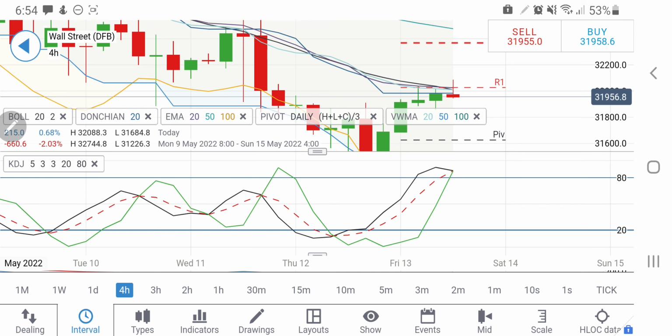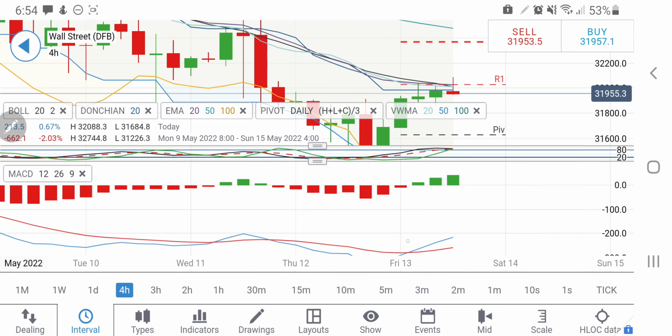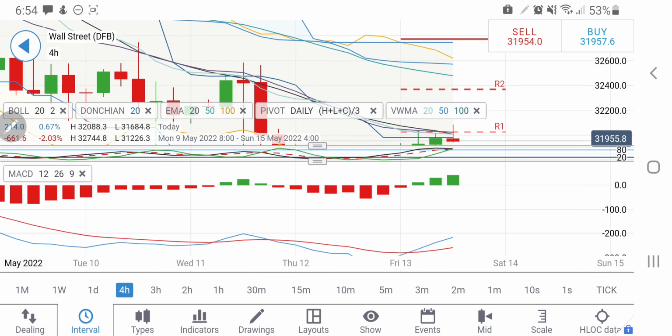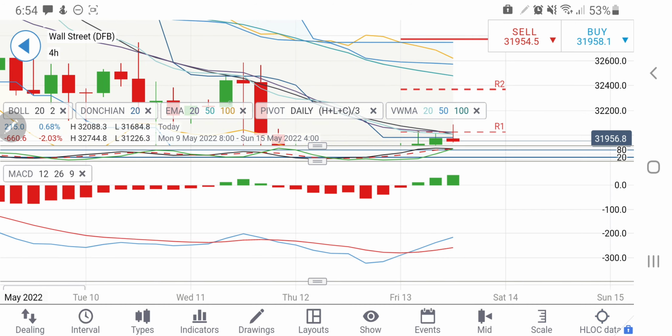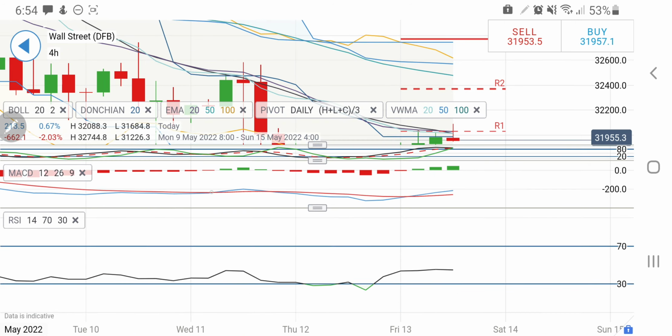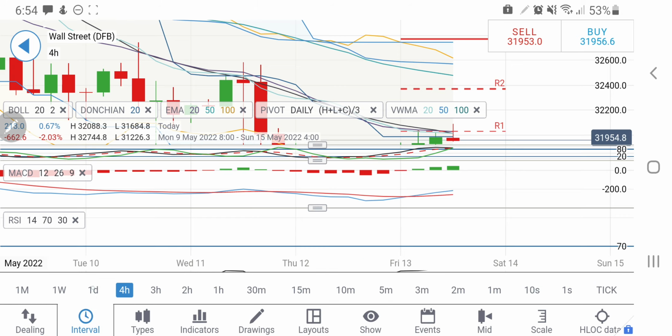The 4-hour stochastic is overbought. MACD has just crossed over, and it is just 3 candles. It is still white divergent, indicating bullishness here. And if you look at the stochastic, it is trading flat here.